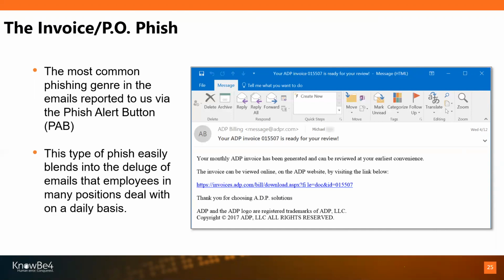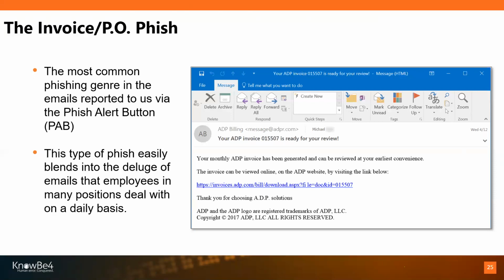In this one, actually, this one can do another thing too. First of all, you'll notice if you look at it that there are no spelling or grammar errors. It's a very well put together email. Now, if you look closely, you'll see that over there it says ADP billing, and the reply address is message@adpr.com, not ADP. So there's a red flag right there, going, okay, something's wrong.